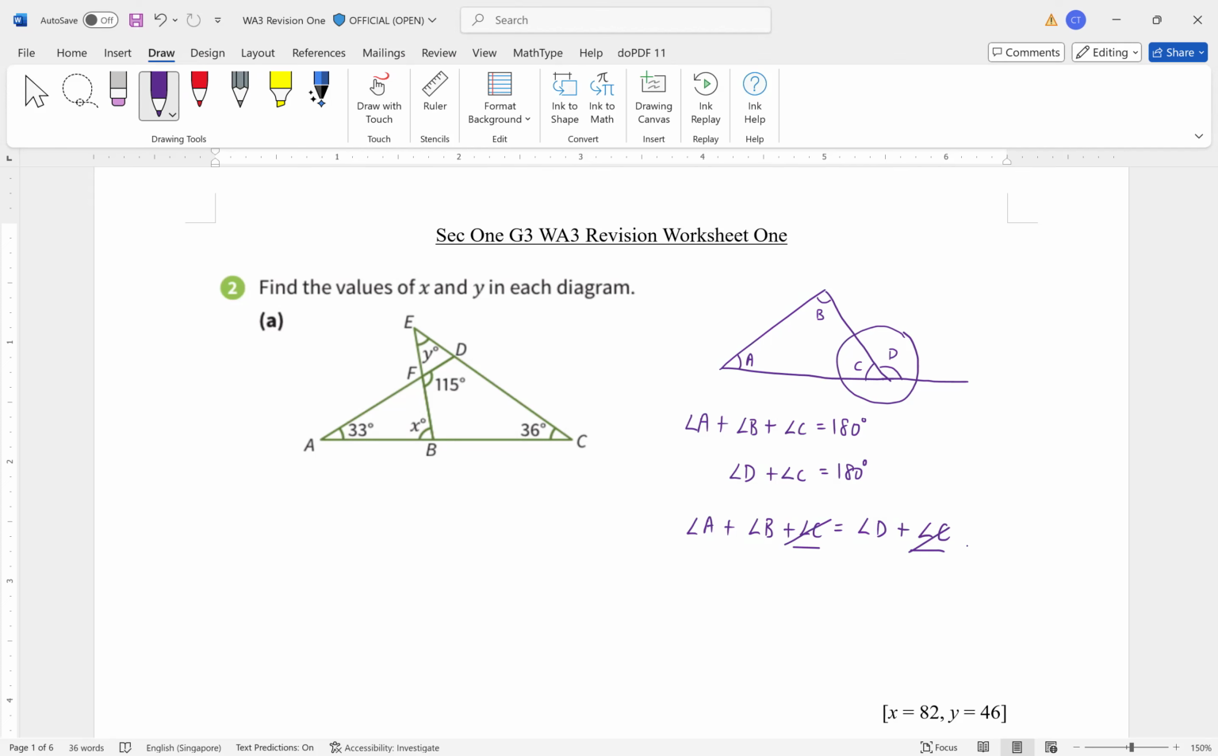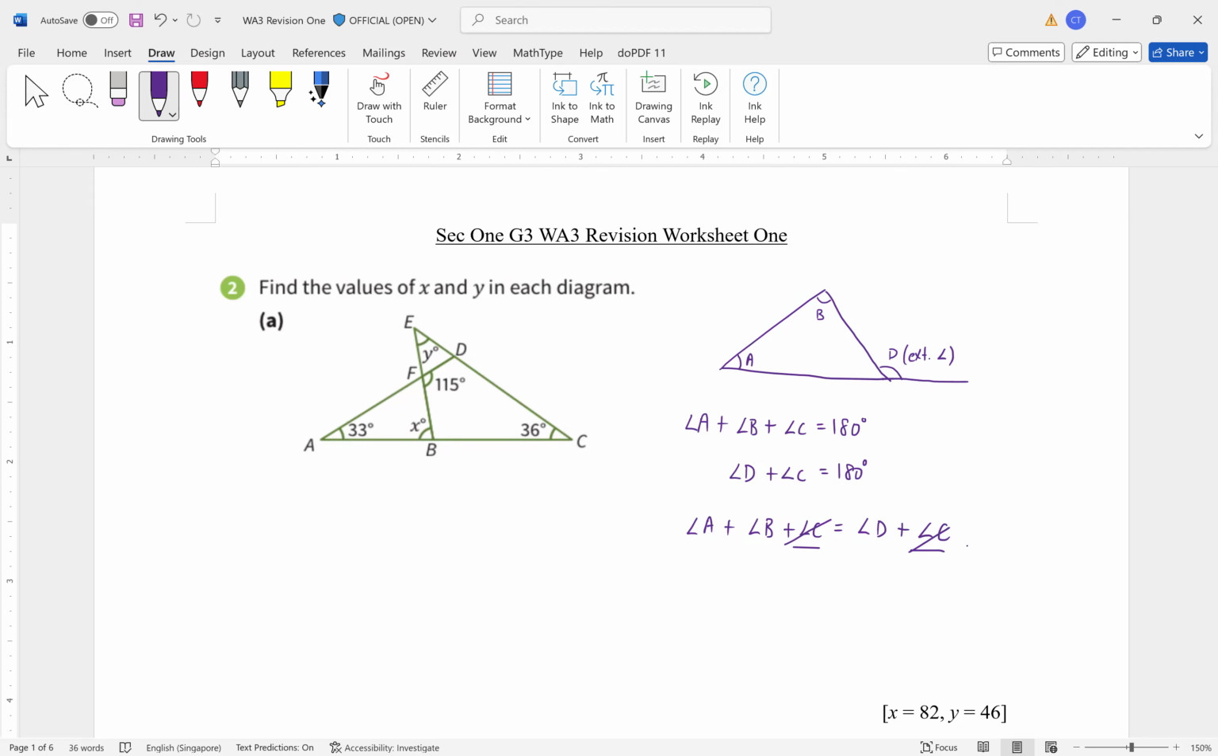If I erase angle C, this is what we have. This exterior angle is equal to the sum of the other two interior angles inside the triangle that are opposite to it. So angle D equals angle A plus angle B. This property is known as the exterior angle of a triangle.